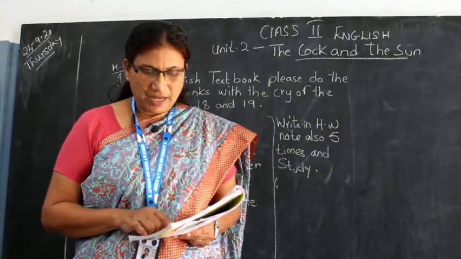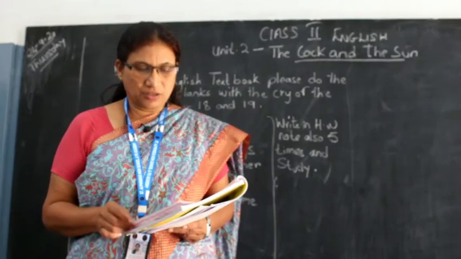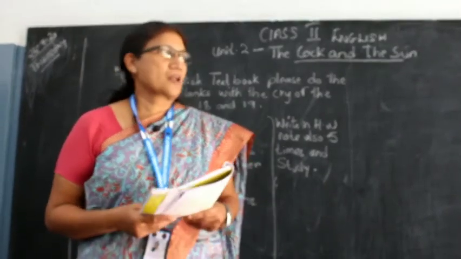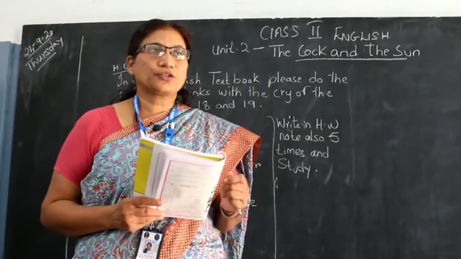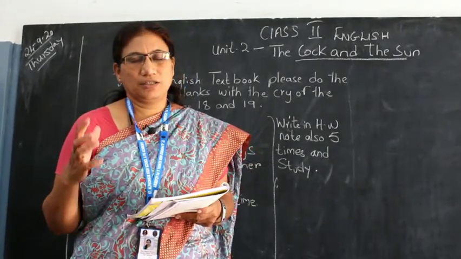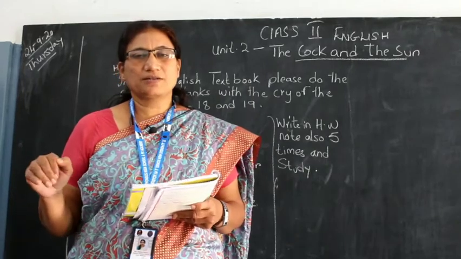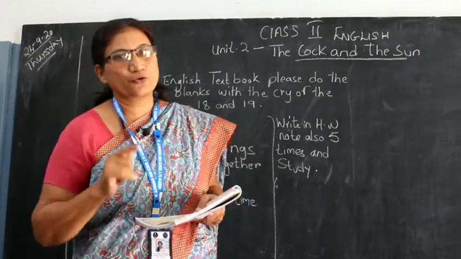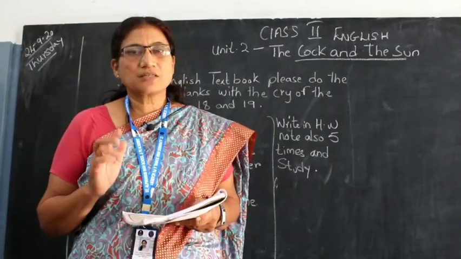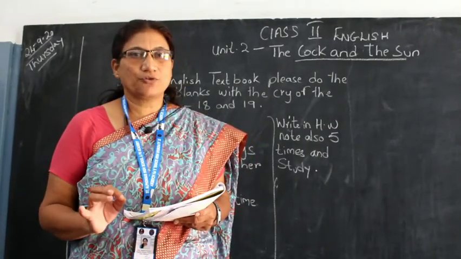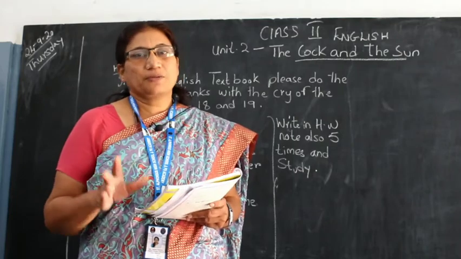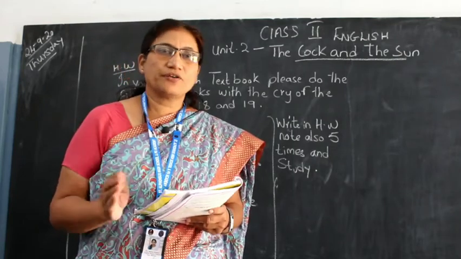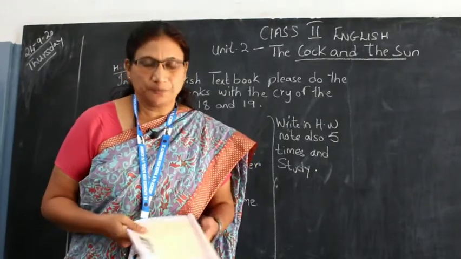Now I will read a small lesson. It's about the cock and the sun. Children, you all know that the cock is found among the hens. It's got a red comb over here, and it crows in the morning. Crows in the morning means it makes a noise in the morning. That noise wakes up everybody. A cock is very regular to crow in the morning.